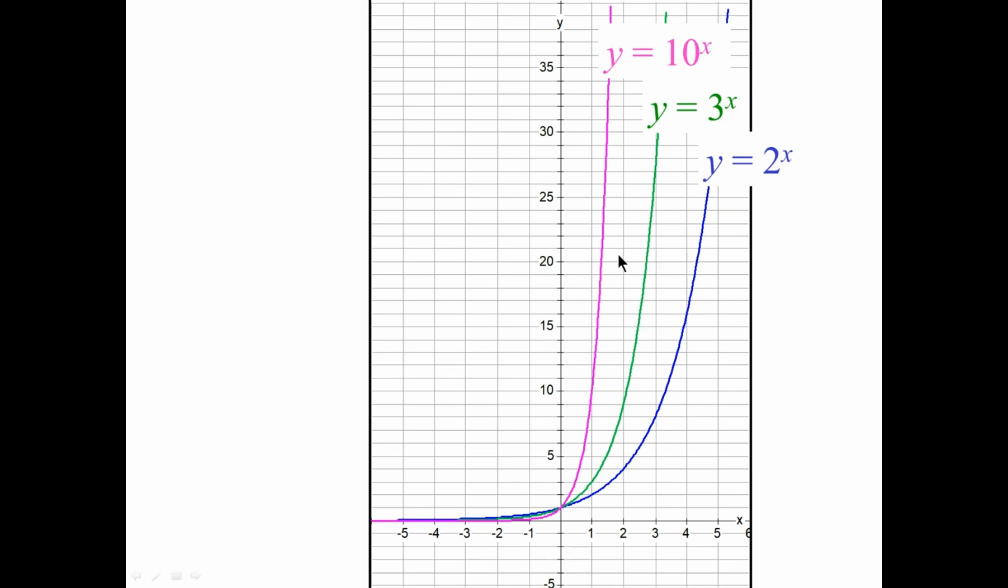And so we have all of these different exponential functions. Each one of them could be a parent function for some transformations.